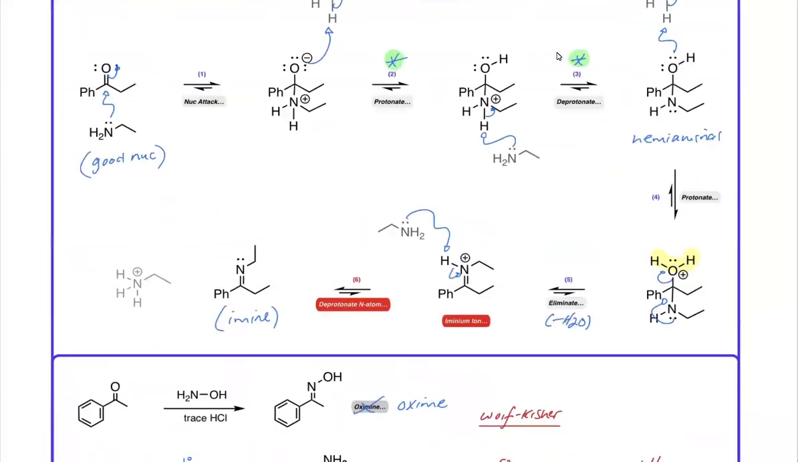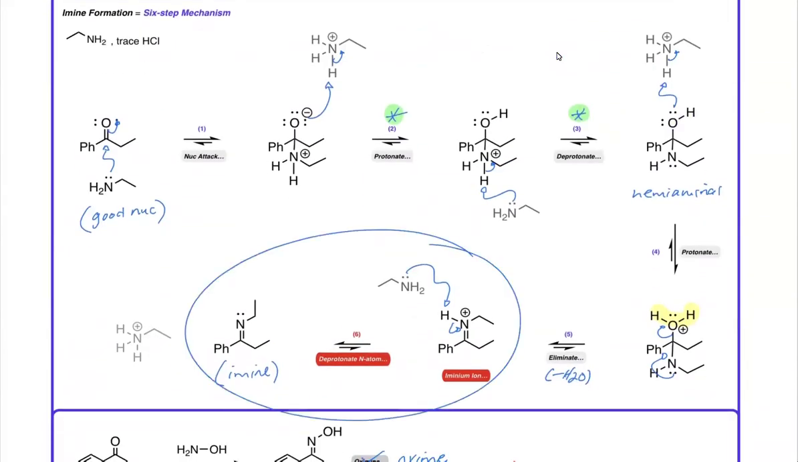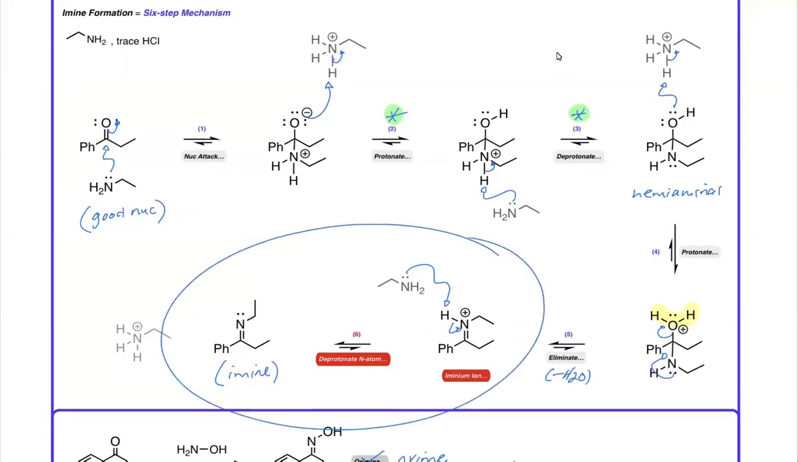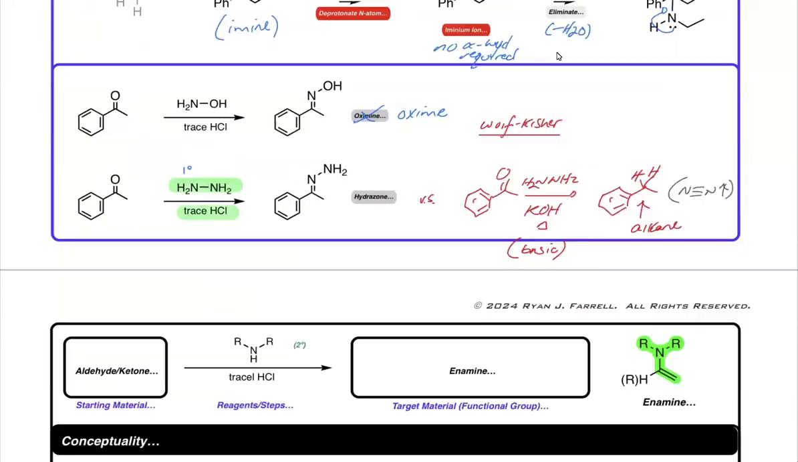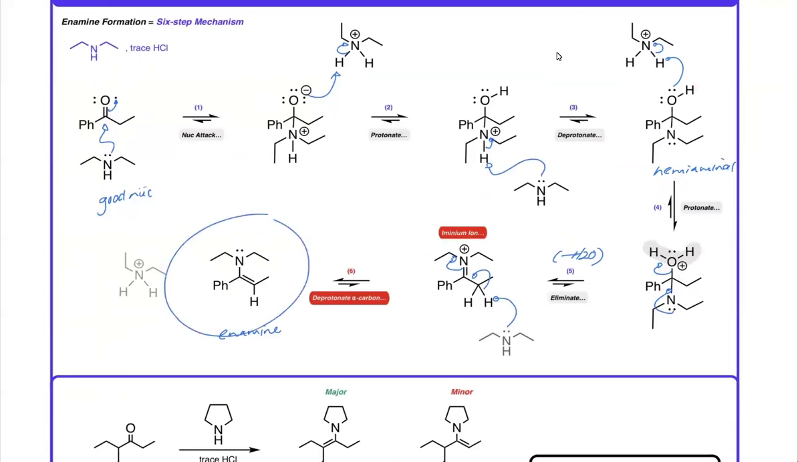To show you the imine formation mechanism once more, if we started off with a primary amine, we just deprotonate at that nitrogen atom in the iminium ion to get to our final product. And no alpha hydrogen was required, as we're reacting with a primary amine generating an imine. But when we generate our enamine, we need at least one alpha hydrogen. There has to be a hydrogen at the alpha position to remove to generate the enamine product.